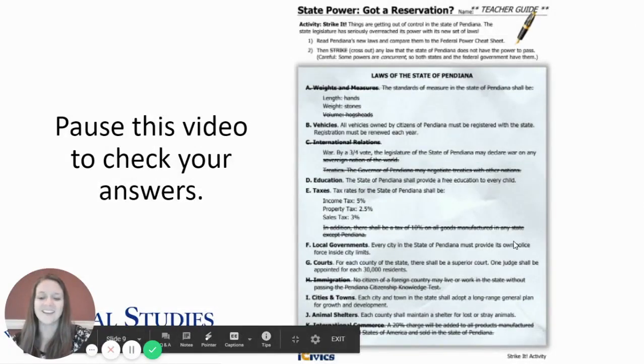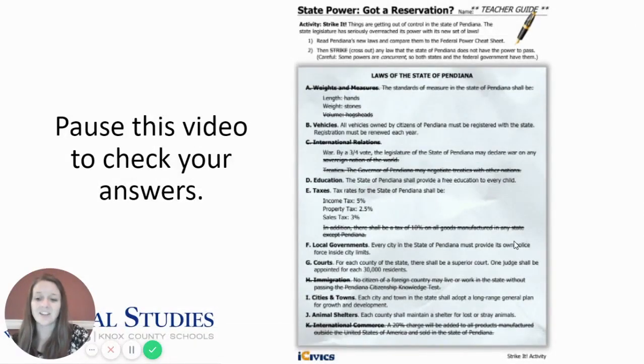Welcome back. You can pause this video to check your answers or just hang out and I'll go over them with you. The keys are on this slide and the next one. The first activity, called Strike It, asks you to cross out the laws that the state of Indiana can't make because they're actually federal powers. This was an exercise in determining, if you remember, the difference in delegated, reserved, and concurrent powers.